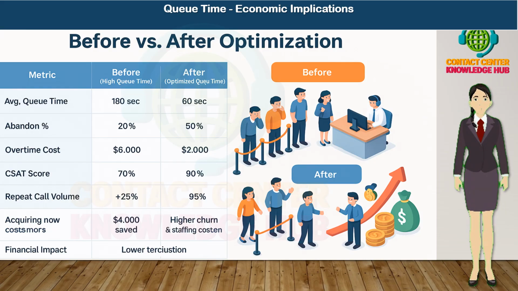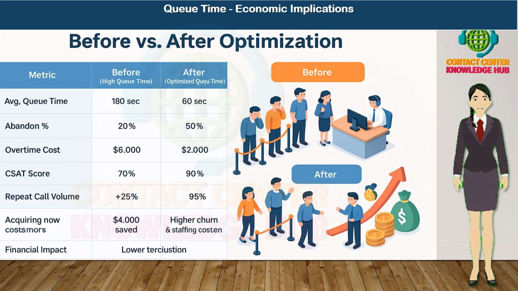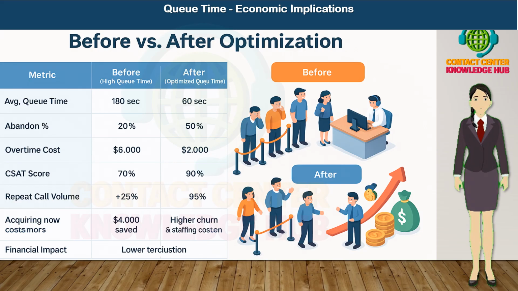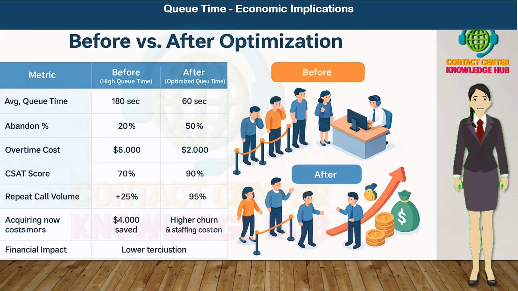After optimization, queue time dropped to 60 seconds, cutting 120 seconds from the wait. Abandonment rate fell, retaining 15% more calls, translating to $15,000 in additional revenue. Overtime costs reduced to $2,000, saving $4,000. CSAT rose to 90%, boosting retention and repeat business. Repeat call volume trended down, reducing telecom and staffing costs. The takeaway is clear: reducing queue time pays off twice, in higher revenue and lower operational cost, all while improving customer experience.